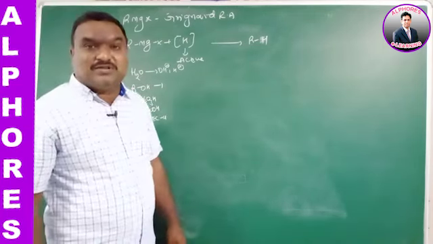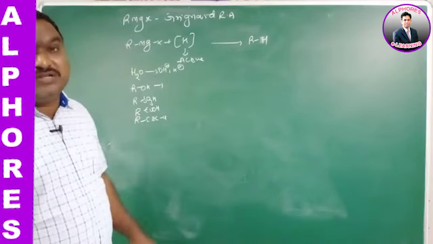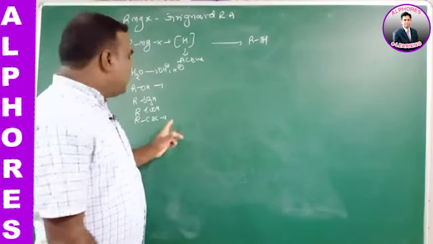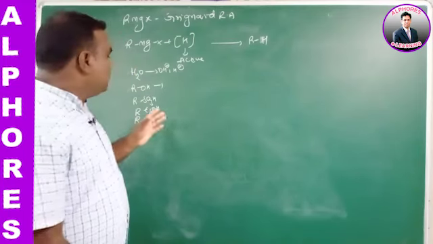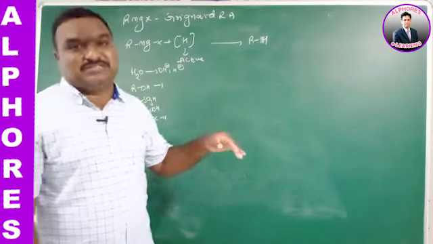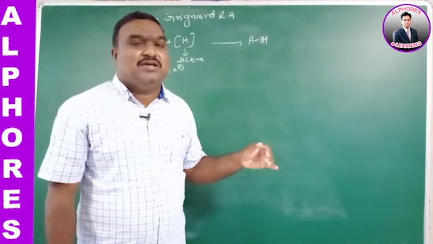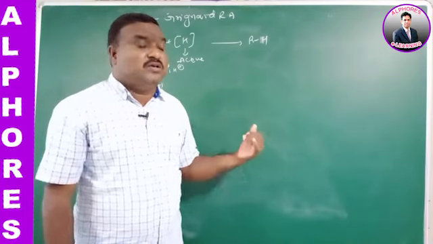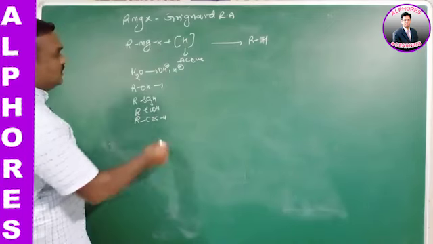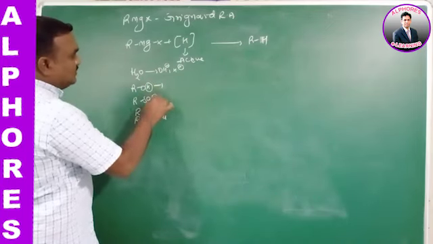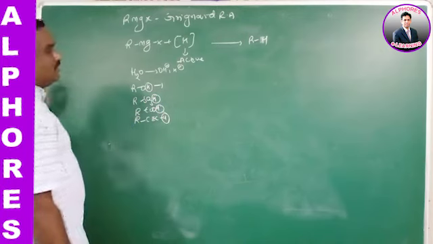Cyclopentadiene is given. An active methylene group is there, carrying one active hydrogen. A compound which releases H+ ion is generally called what? Active hydrogen, or acidic hydrogen. This is the way to identify whether the given reagent is carrying active hydrogen or not.